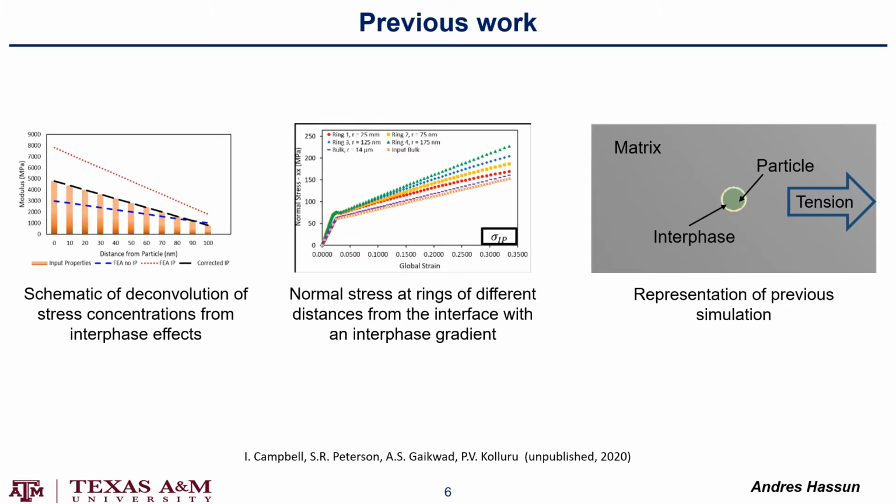On the right, we can see the sort of tests they performed. They used a circular particle while applying tension to the right in order to get the data shown in the middle figure here, which is the normal stress in the XX direction versus the global strain with an interphase gradient.